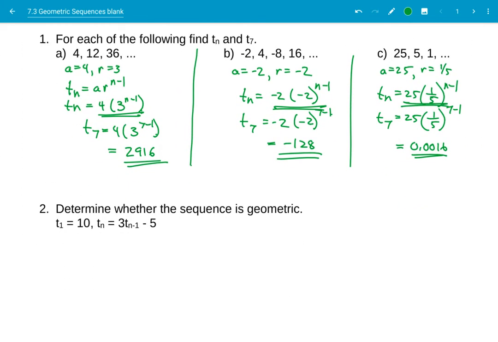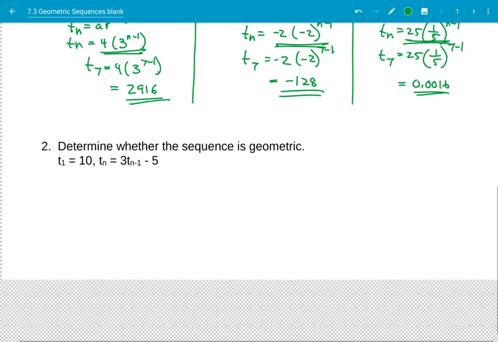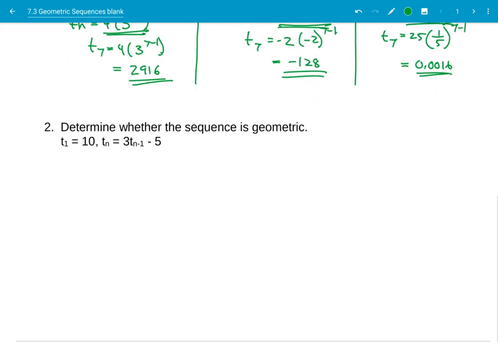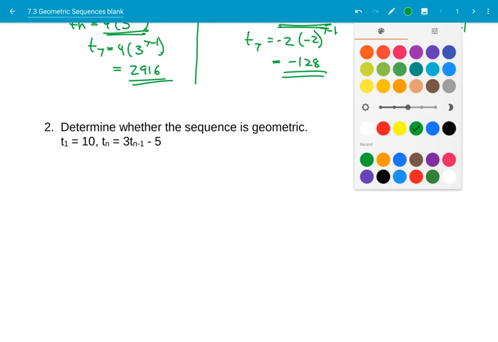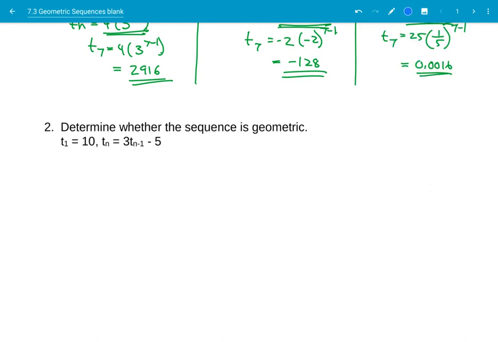Number 2, determine whether the sequence is geometric. To do this, we find a few terms and then see if there's a common multiplier. So T1 we're given as 10. T2, 3 times 10 minus 5, is 25.